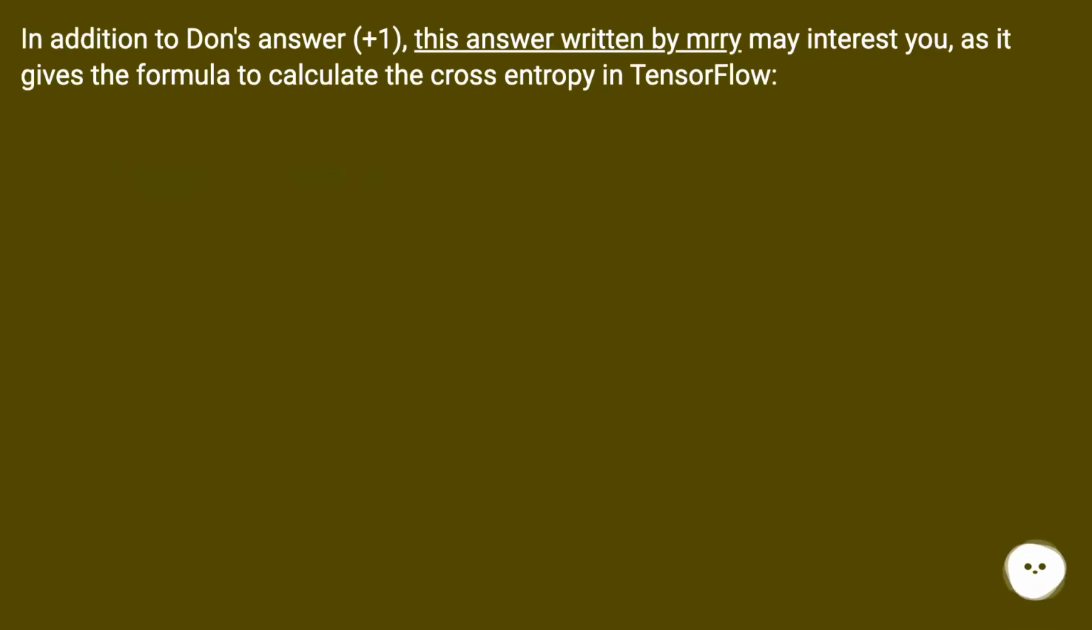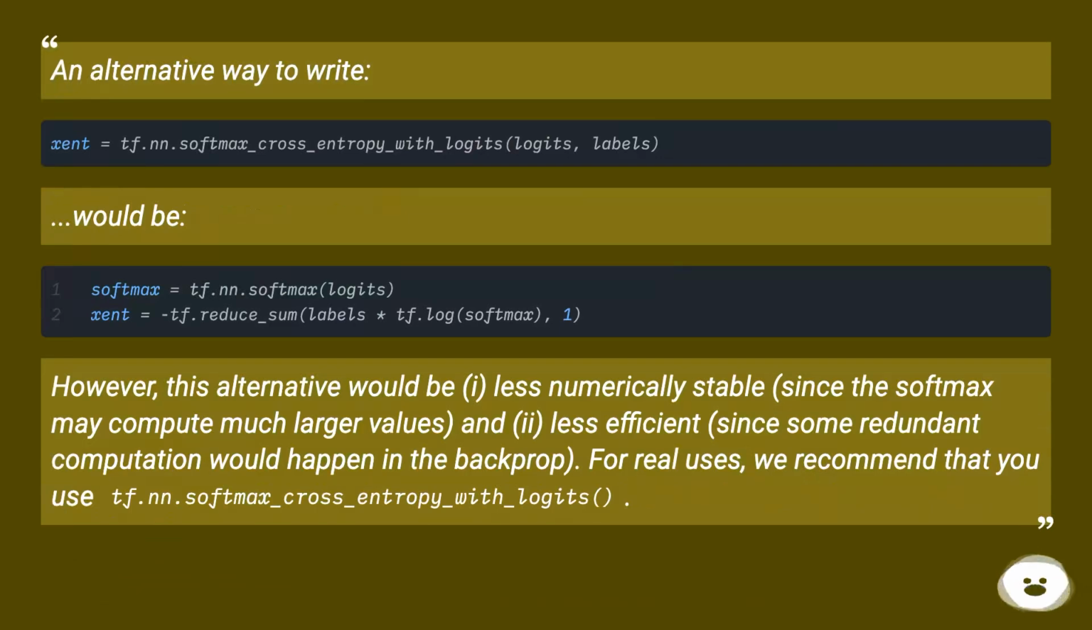In addition to Don's answer, +1, this answer written by MRY may interest you, as it gives the formula to calculate the cross-entropy in TensorFlow. An alternative way to write this would be the following. However, this alternative would be less numerically stable, since the softmax may compute much larger values, and less efficient, since some redundant computation would happen in the backprop. For real uses, we recommend that you use tf.nn.softmax_cross_entropy_with_logits.